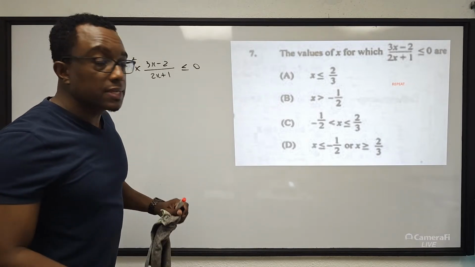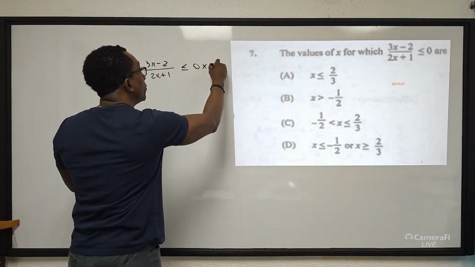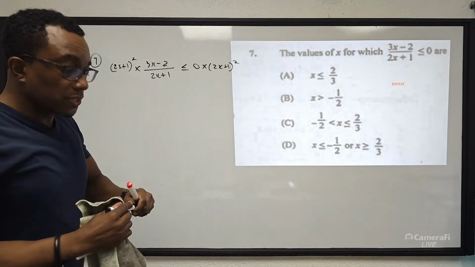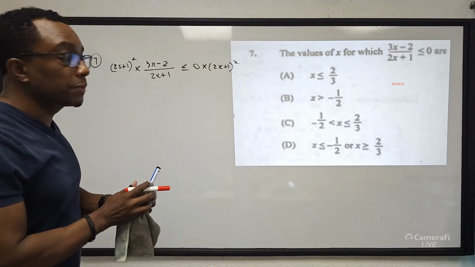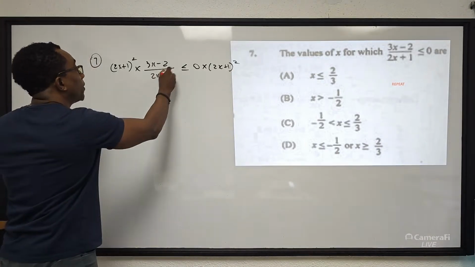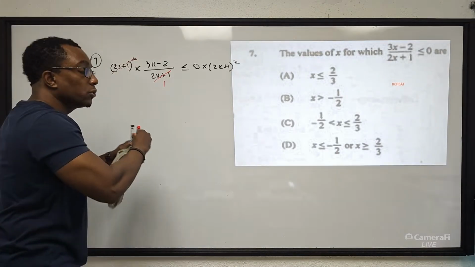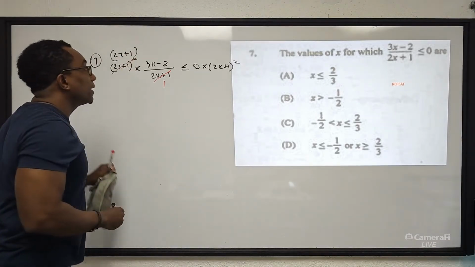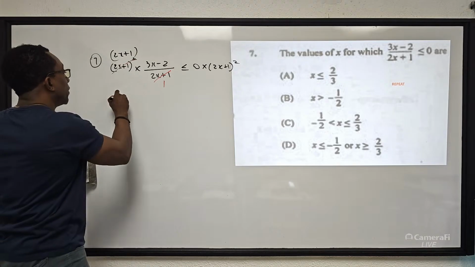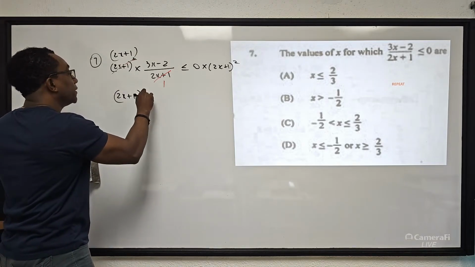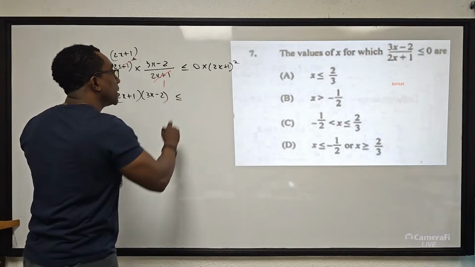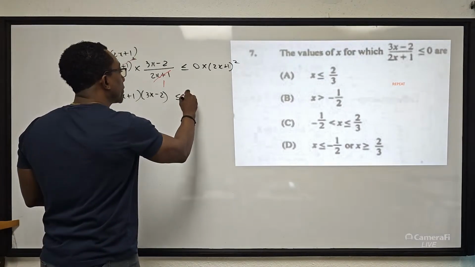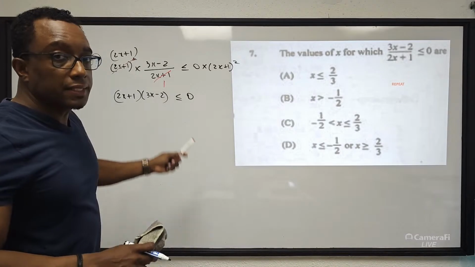And what I do to one side, I do to the other. I multiply 0 by (2x plus 1) in brackets squared. And of course, what's going to happen here, I'm going to divide 2x plus 1 into (2x plus 1) all squared to give me 2x plus 1. And I'm going to multiply (2x plus 1) by (3x minus 2) is less than or equal to 0 by (2x plus 1) all squared is 0. This here now is a quadratic inequality.